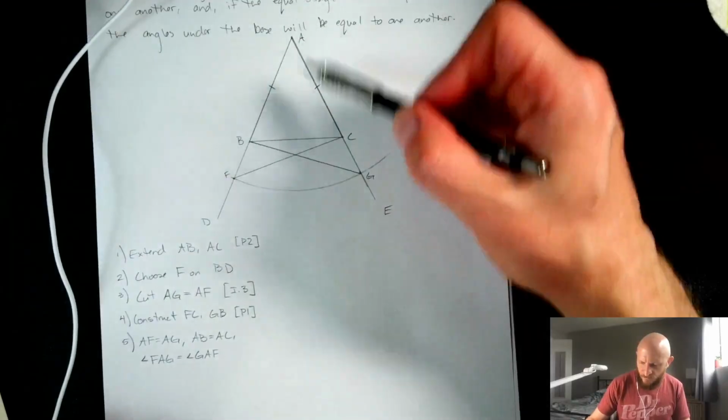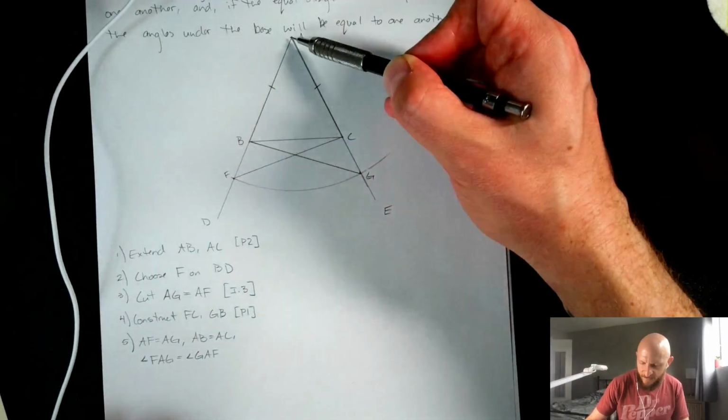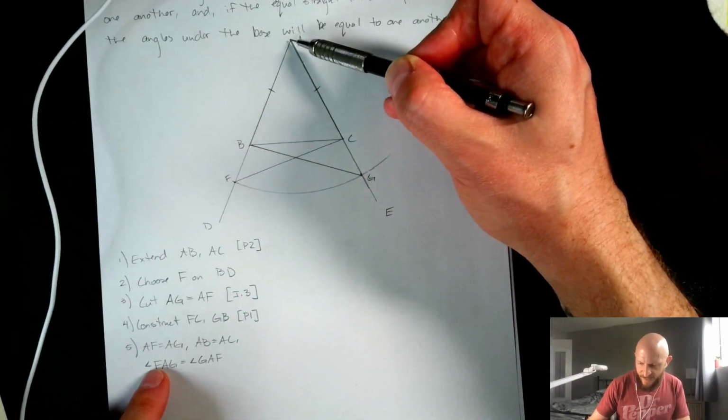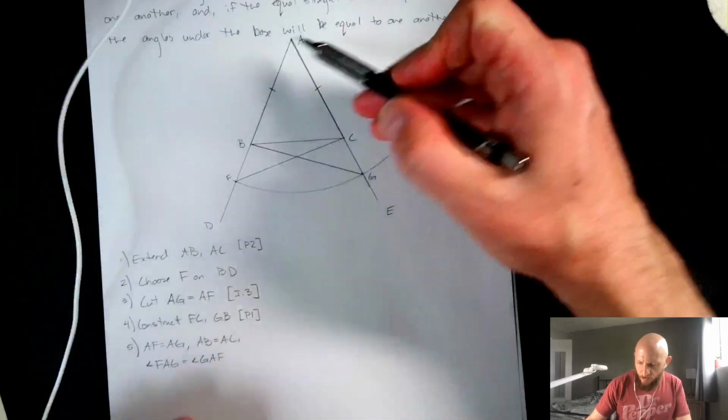Well, look at what we have. So we have side AF, we have the angle A, and then we have side AC. So it forms this triangle.